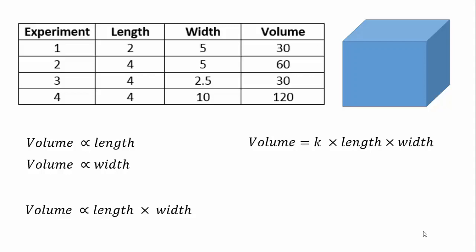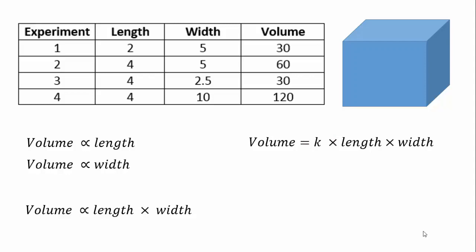At the moment, we don't know the value of this constant, so we'll just call it k. C already means the speed of light, so k is often used to indicate constant. And we write our equation like this. Volume equals k times length times width.